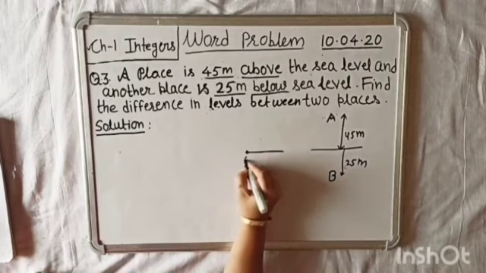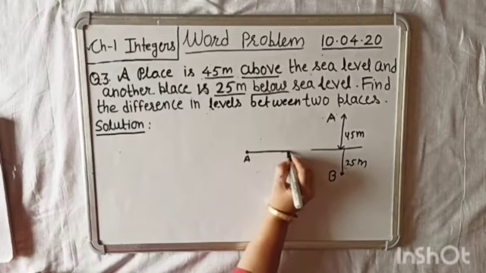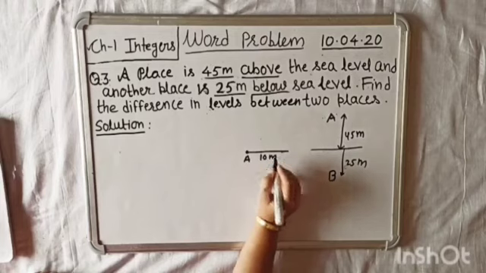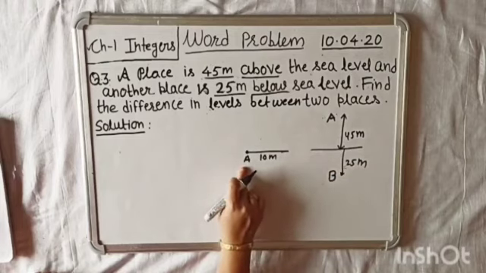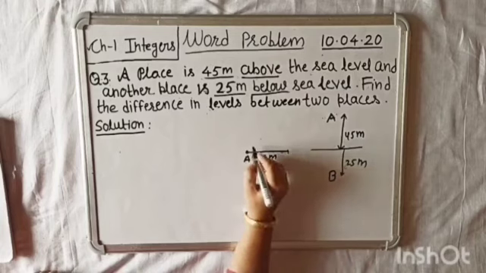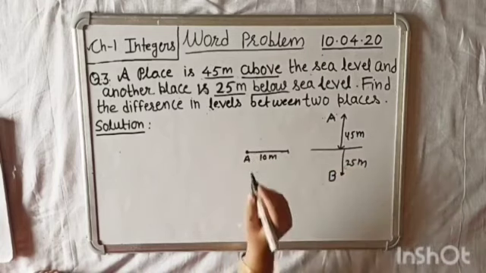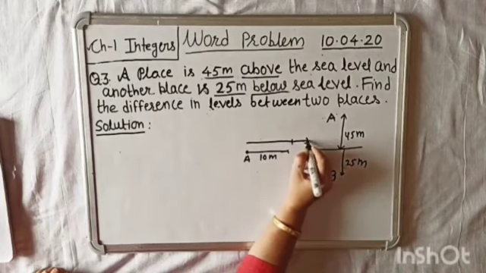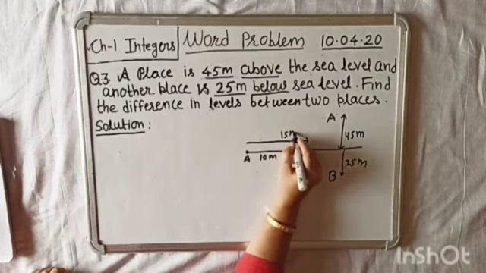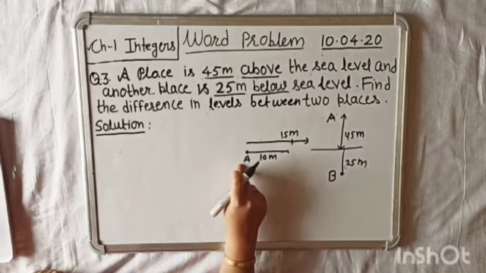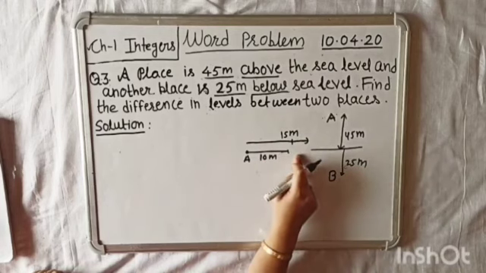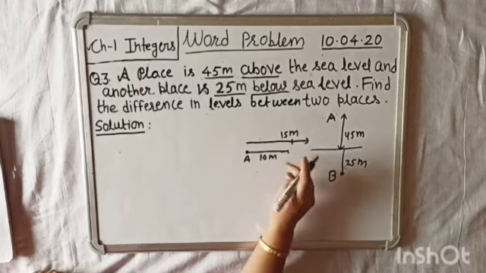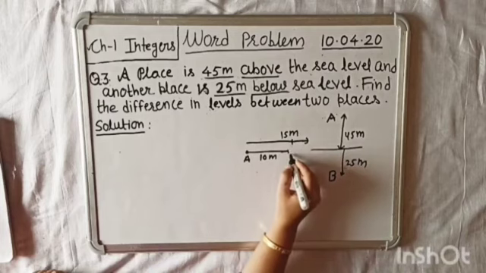Okay? And one person after 5 minutes is at a distance of 10 meter from their initial position. Okay? And second person is at a distance of 15 meter from initial point after 5 minutes. So after 5 minutes, what will be the distance between two people?